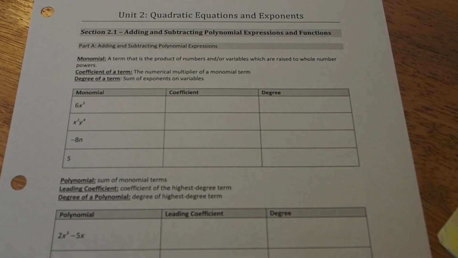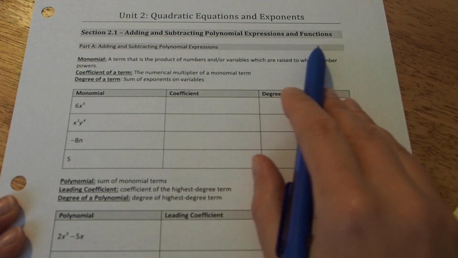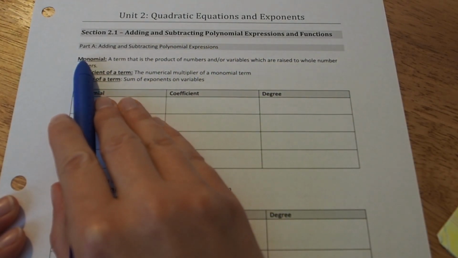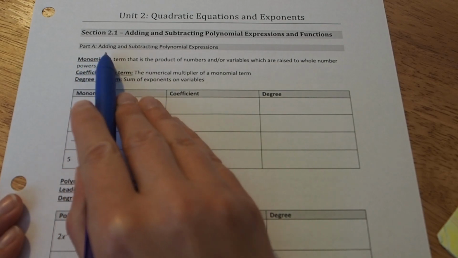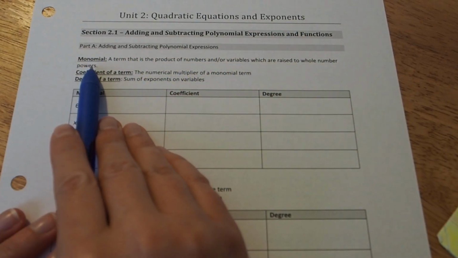We're beginning Unit 2. The first section, 2.1, is on adding and subtracting polynomial expressions and functions. And we're going to begin Part A by adding and subtracting polynomial expressions. Some definitions here at the top.